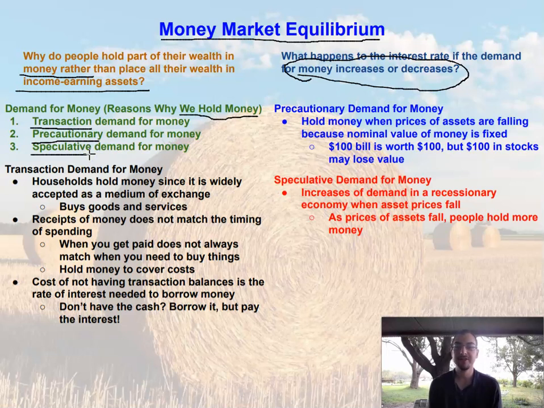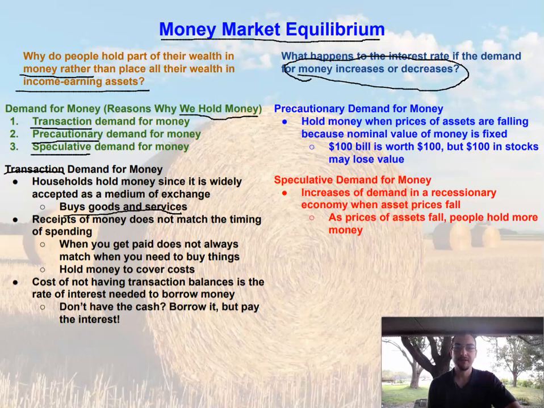First off, let's dive into the transactional demand for money. Households hold money since it is widely accepted as a medium of exchange. There's that transactional aspect. We are going to hold money in order to buy goods and services. Because money is widely accepted as a medium of exchange, we can hold money to go and buy things with. And actually, we're willing to accept money for the things that we sell. So households are going to hold money so that we can buy and sell things, or buy goods and services.